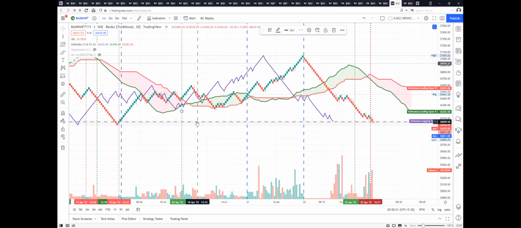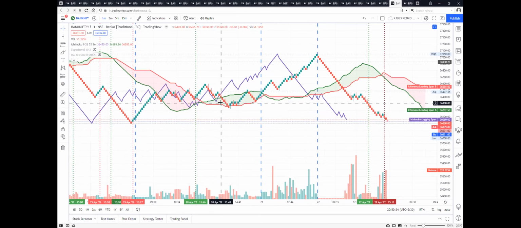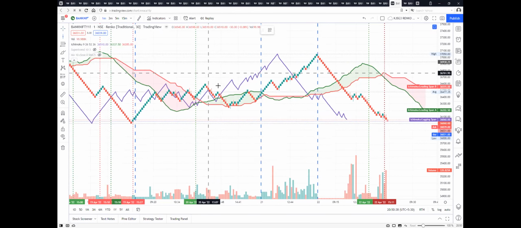Also, there is an expansion. You have to tell Ajish what expansion and contraction of the cloud mean. So again, let us come here. It is entering the cloud at 11:48.